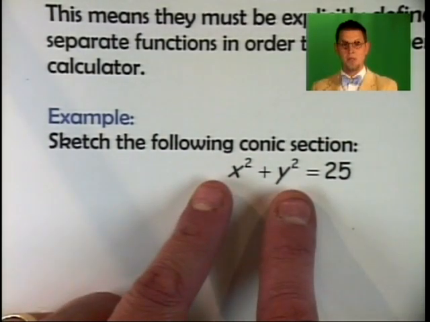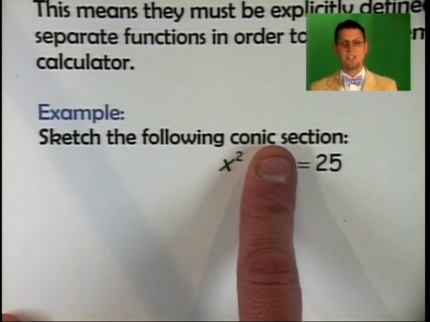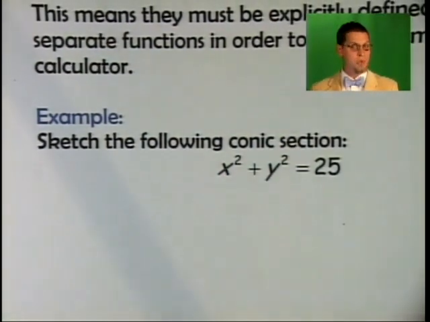X squared plus y squared equals 25. Now in functions, it's okay to have x squared. But as soon as we introduce a y squared, that means that we're going to have 2 different values of y for one given value of x, which violates the function rule. So it's not a function, but it is an equation.